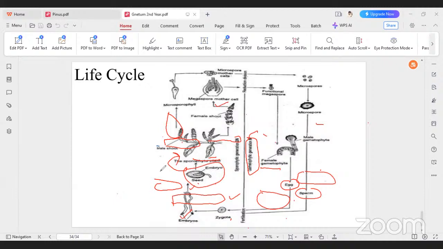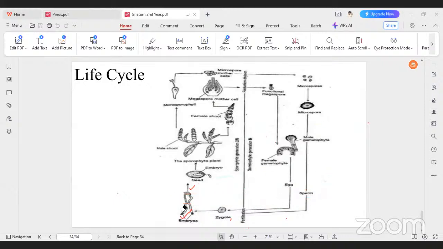Okay, right. Did you take this picture, the life cycle? Life cycle is very important. The life cycle flow chart is important. It is not necessary to draw the diagram. You can write the names only: sporophyte, microsporophyll, male flower, female flower, male gamete, female gamete, egg cell. No diagram, only write with the names. With the names also the life cycle is clear. And remember, the economic importance you can also see.